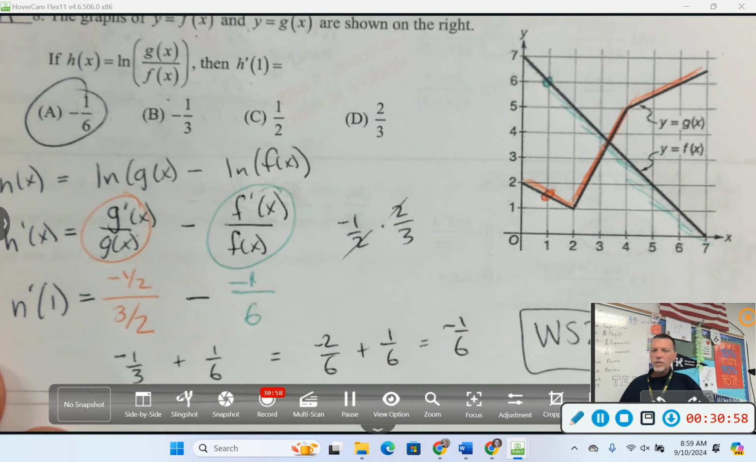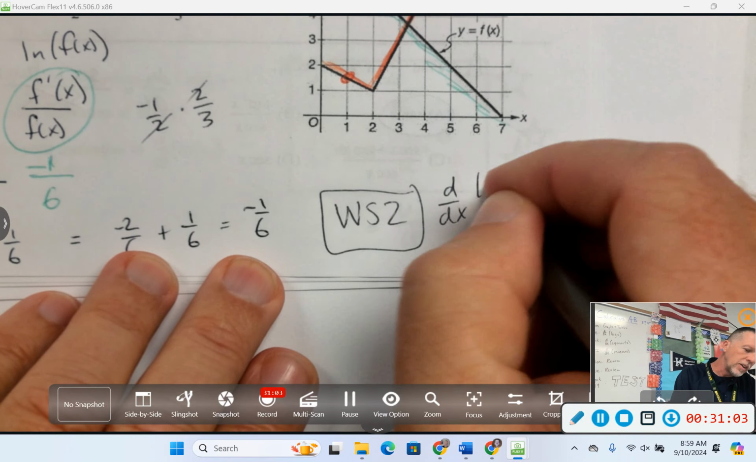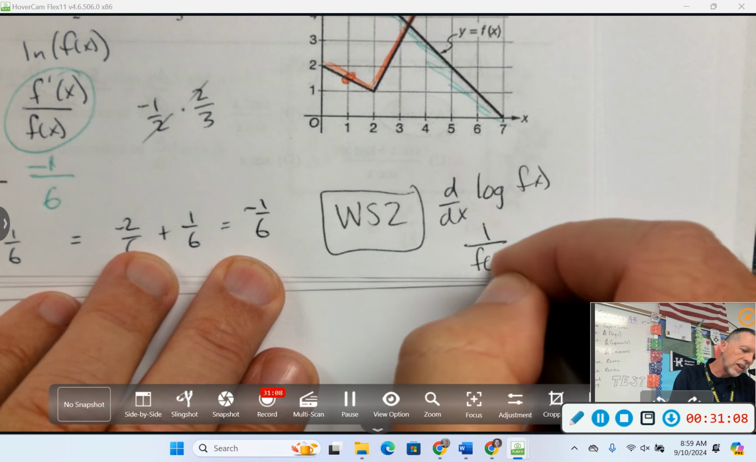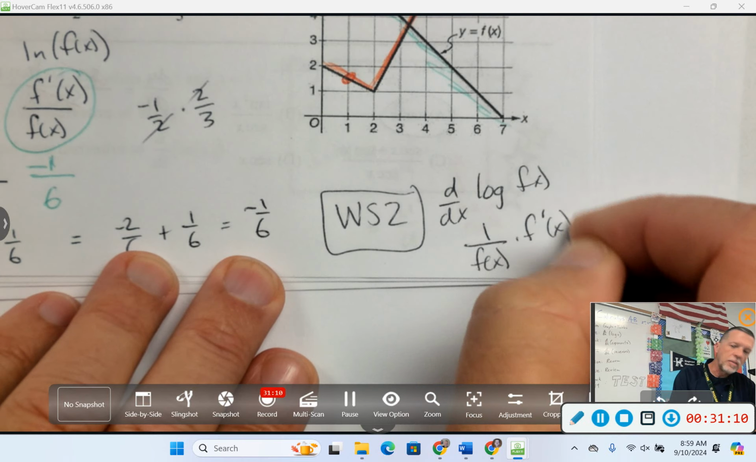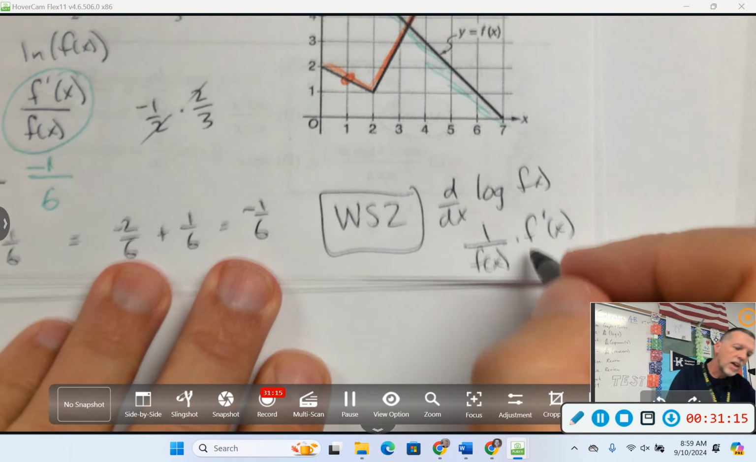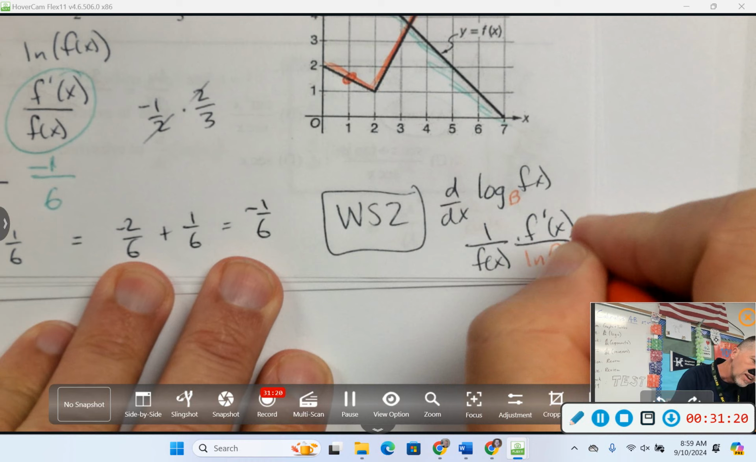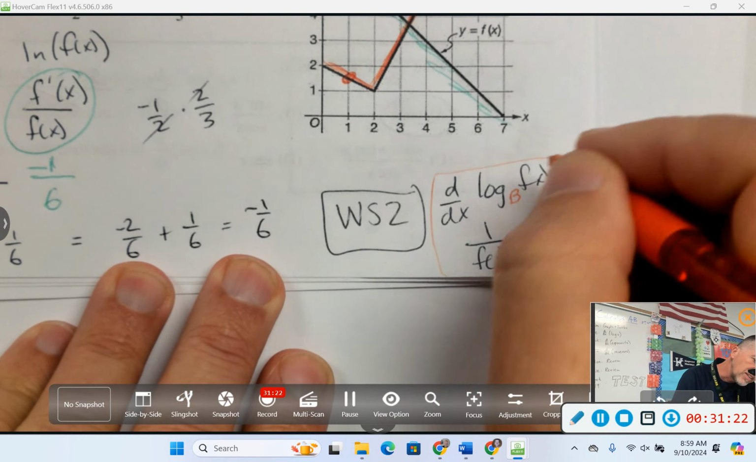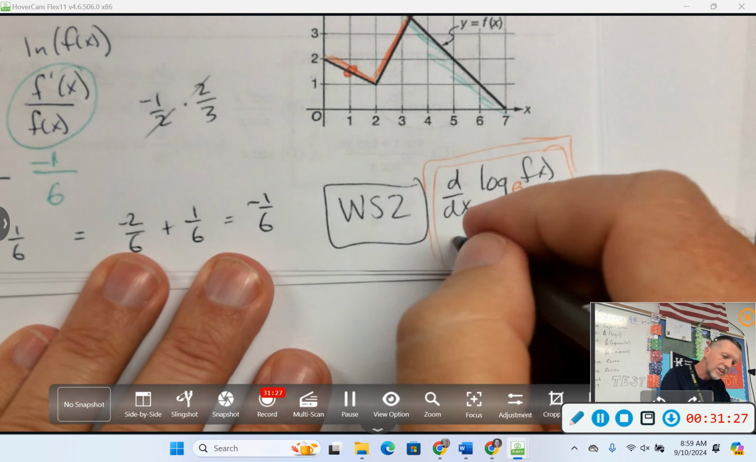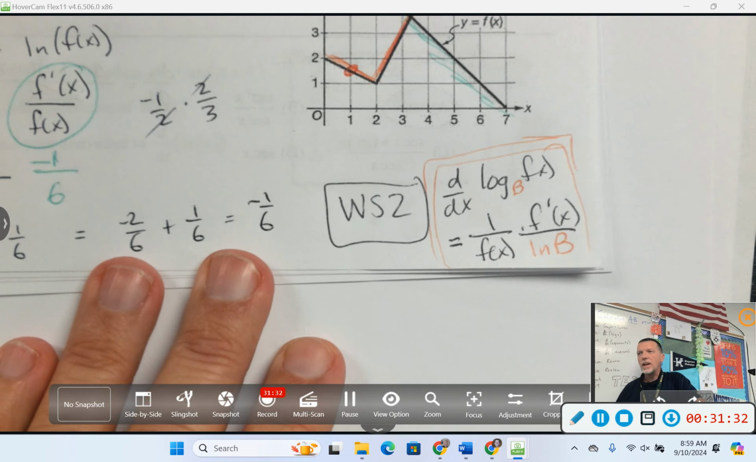Alright, worksheet number 2 is today's assignment. Again, the main rule today is the derivative of the log of something is 1 over the something times the derivative of the something. 1 over the argument times the derivative of the argument. Also in the bottom, I guess we should be careful, natural log of whatever the base is. So there's the rule right there. Should have just put that on the board and been done for the day.